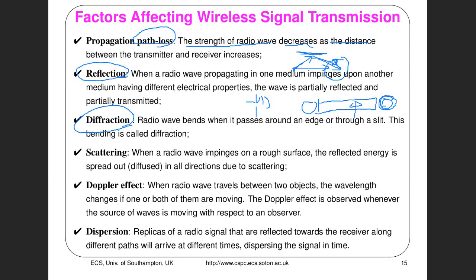And then the scattering effect happens when signal impinges on a rough surface and then you get a lot of scattered signals out of the surface. So a lot of copies going off of the surface. All of these three effects lead to dispersion, which is really harmful because once again, you have a lot of replicas of signal arriving at the destination with different delays and different signal powers.